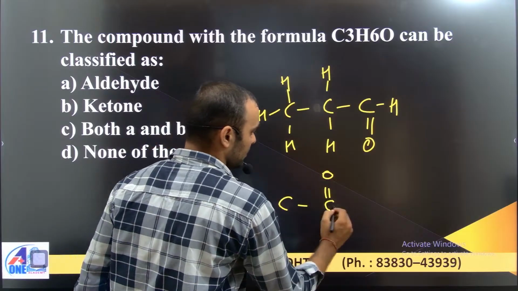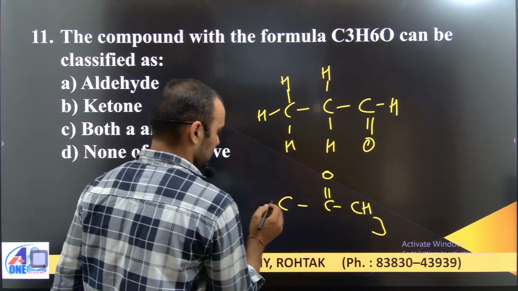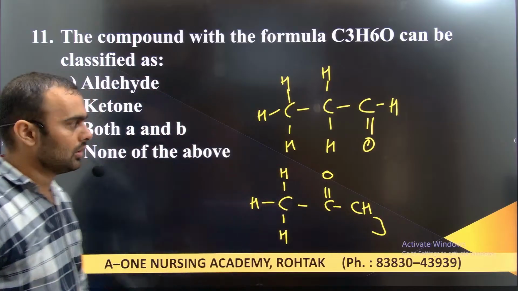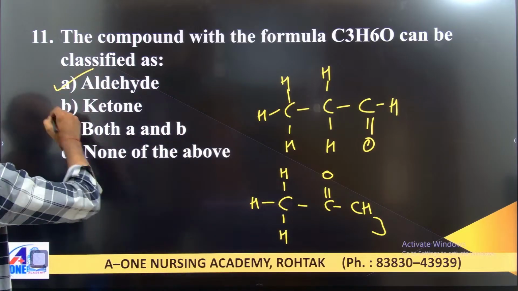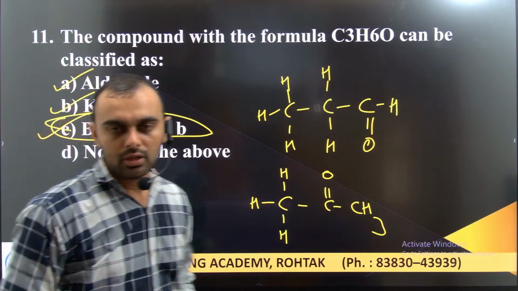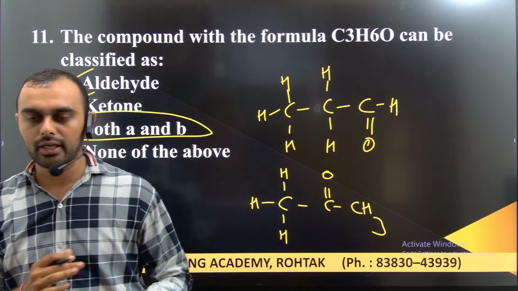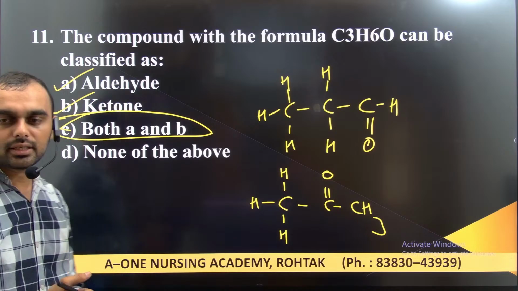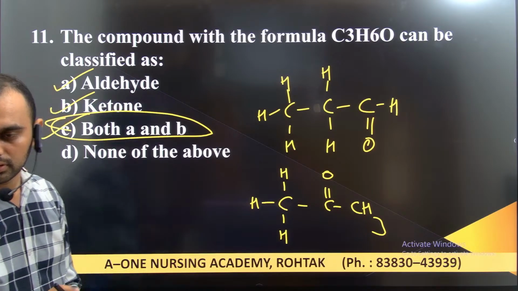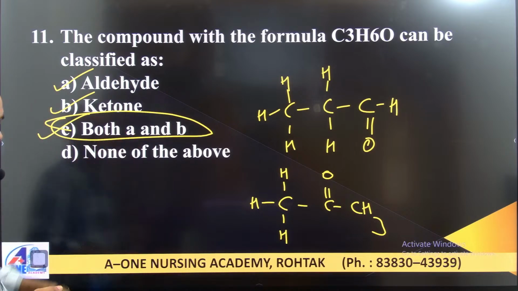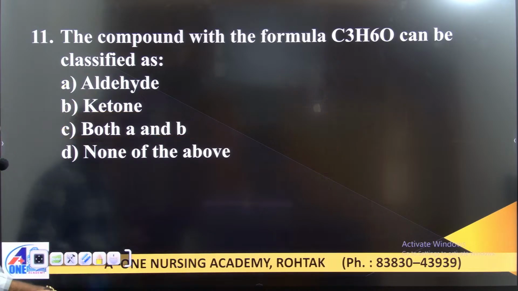How is it possible? Look like that. This is a ketone and an aldehyde can be. So aldehyde also, ketone also. So option C is the right choice. So C3H6O can form the formula of an aldehyde as well as a ketone. So what is the answer? C is the right choice for this question.